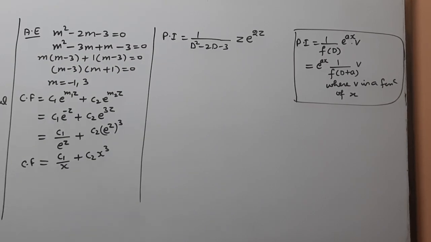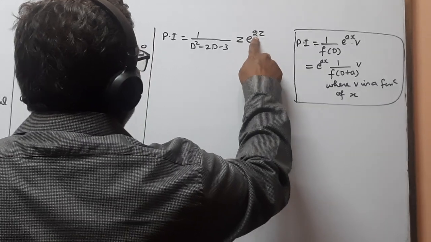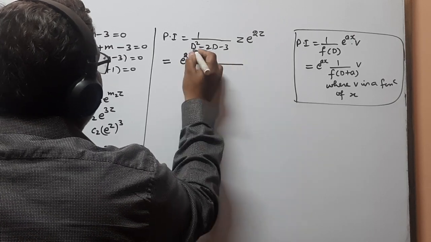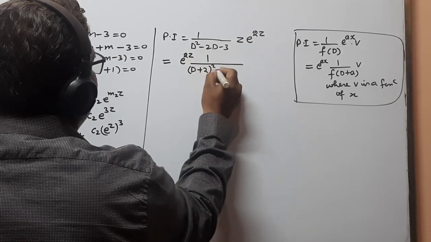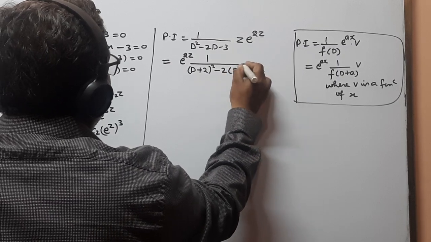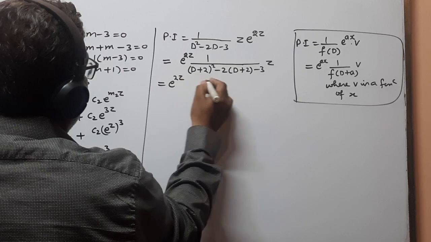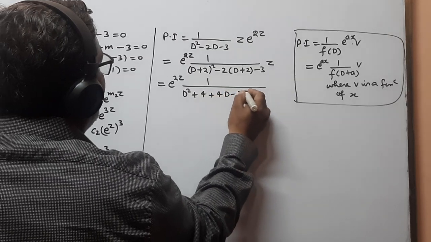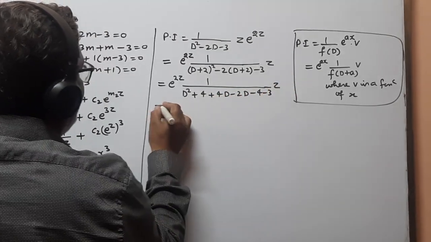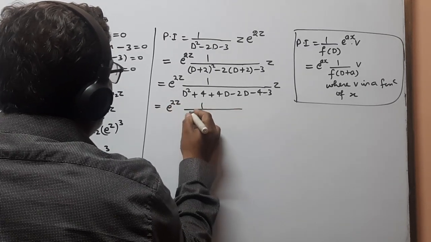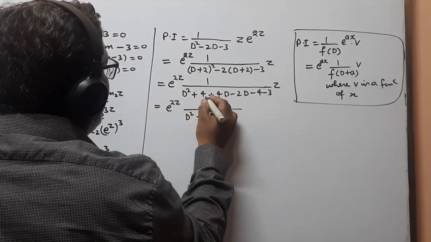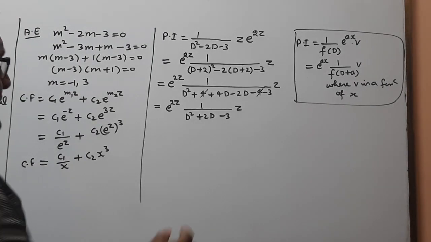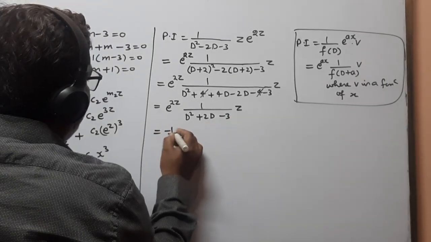Now using this formula, you can see here in place of a, this is 2. So we take outside this term e to the power 2z and put D plus 2 in place of D. Here we solve this, so we get D square plus 4 plus 4D minus 2D minus 4 minus 3z. So this is equal to D square, 4D minus 2D is 2D, and the 4s cancel out, so this is minus 3z. Now we take common minus 3 here.